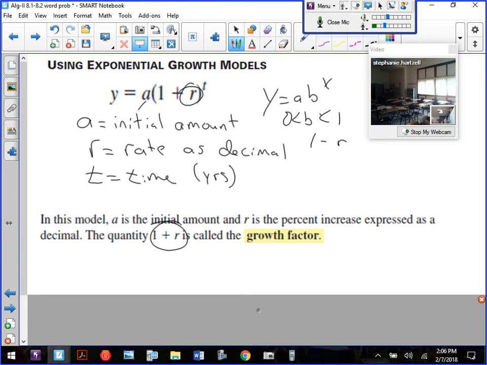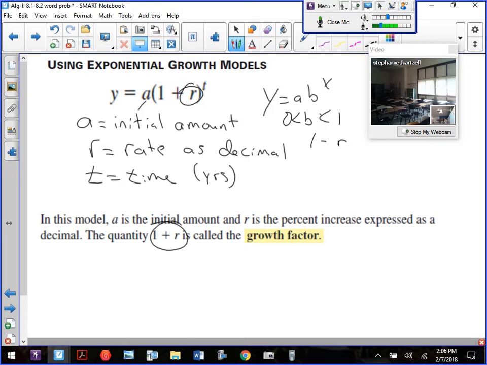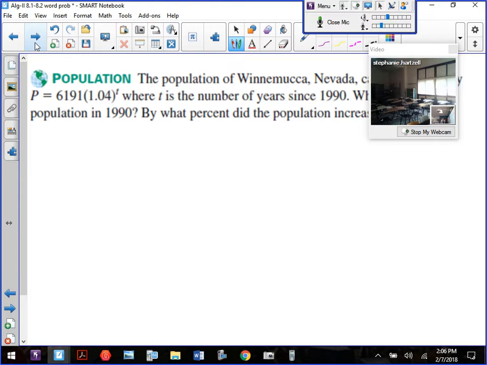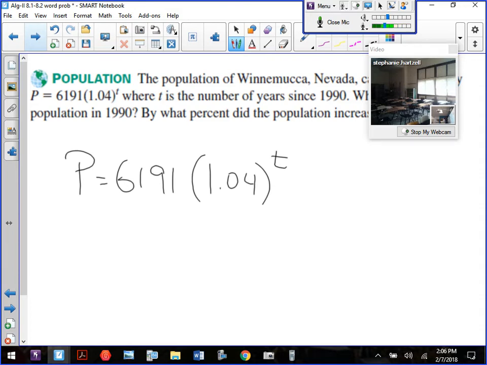The only weird thing they talk about is this value, 1 plus r, the part in the parentheses, which is called a growth factor. So for an example, the very next one to the right talks about a population. That population example states that the population of the town is modeled by this formula: P equals 6191 times 1.04 to the T, where T is the number of years since 1990. So therefore, year 0 is 1990.